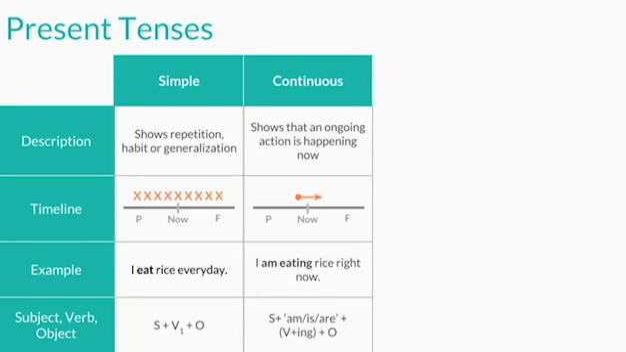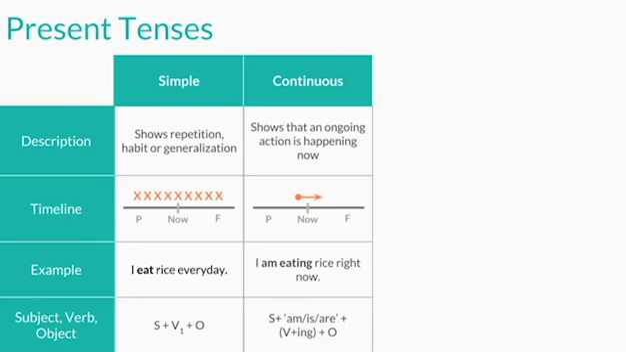We use the present continuous tense to show an action that is happening right now. Okay, so here's our timeline, and here's right now, and it's happening in the moment. For example, I am eating rice right now, or I'm recording this video for you right now.